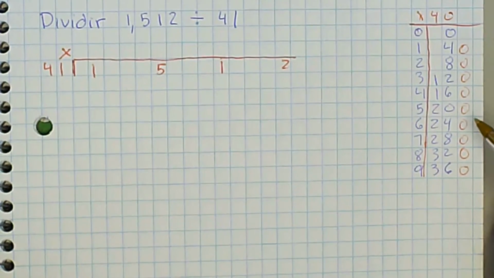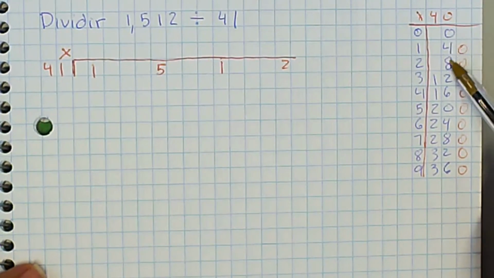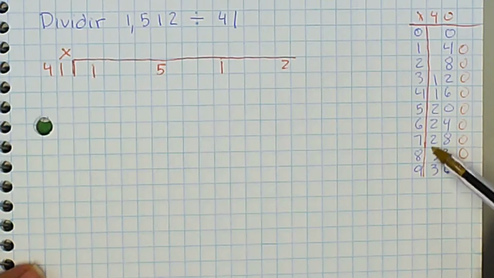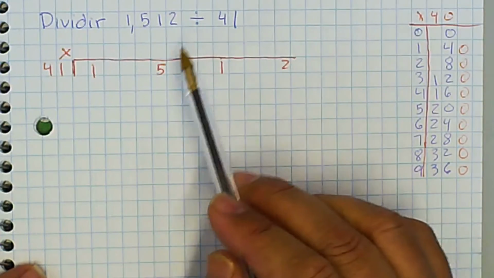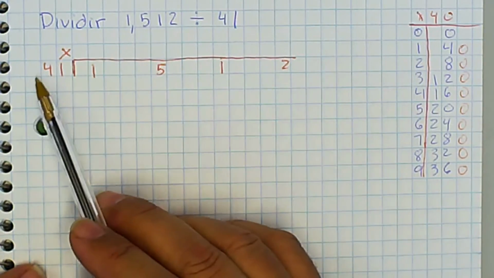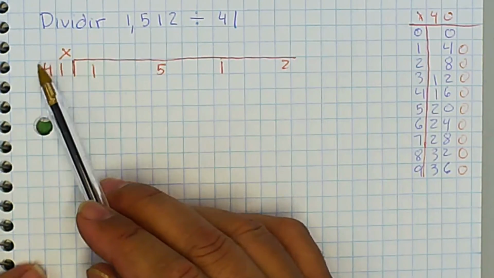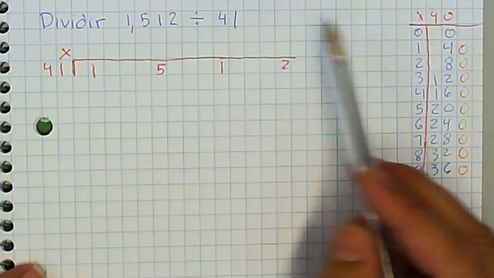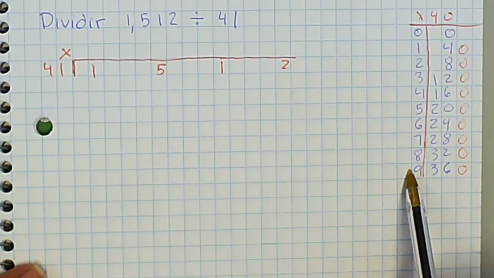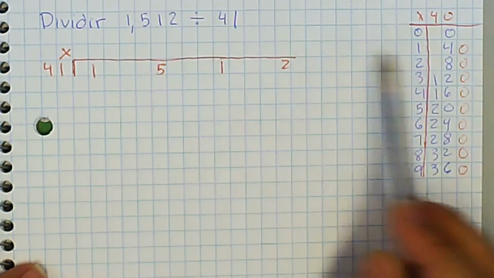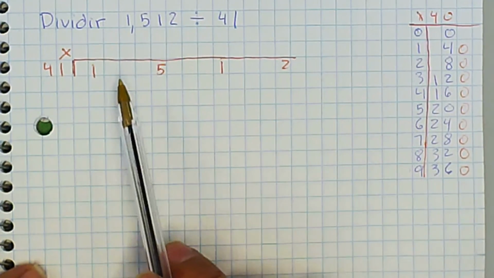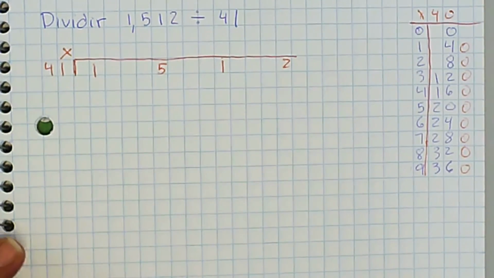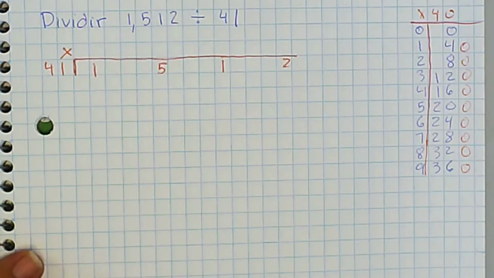Key important thing here, I am not using these numbers. These are just a reference for my division. I'm going to have to multiply 41 times one of these digits to get to my number. These are not the exact numbers. These are an estimation. That's what I'm using them as, a reference. Nothing more.